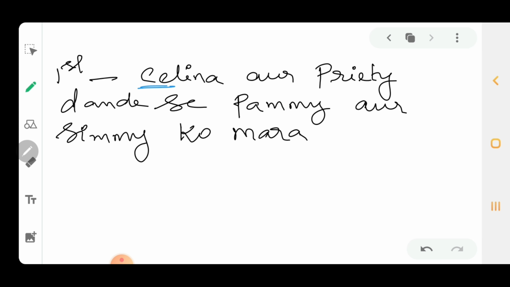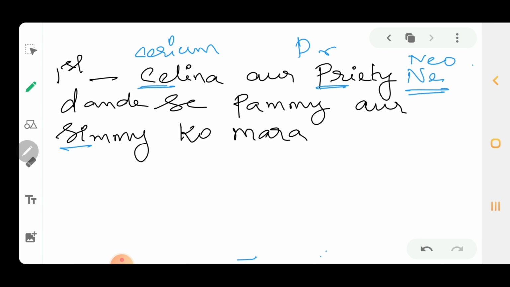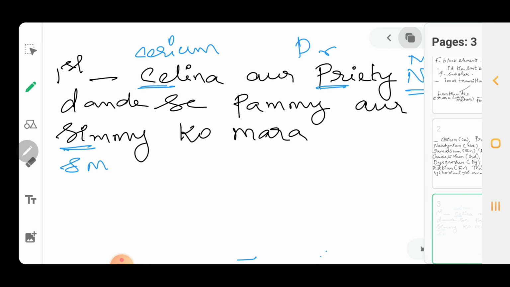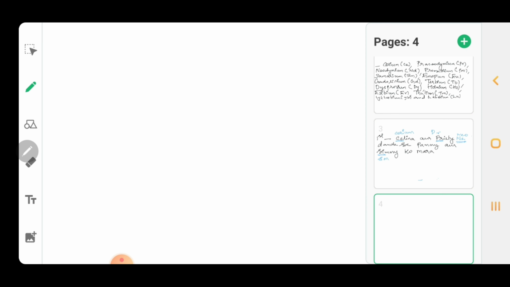So Selena, this Ce stands for cerium, and pretty, this Pr stands for praseodymium, and then Ne stands for neodymium, and then Sm stands for samarium.